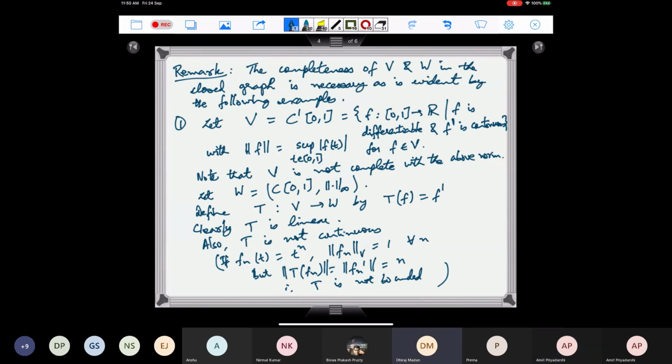Right, because you can have a continuous map which is the limit of a sequence of these differentiable functions in V.